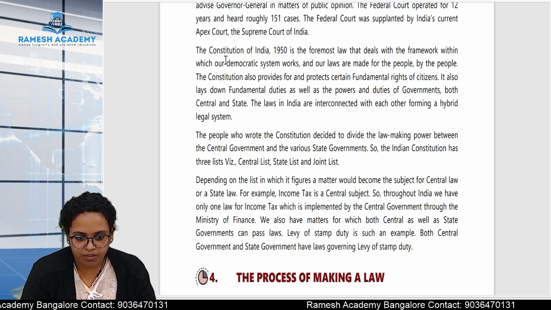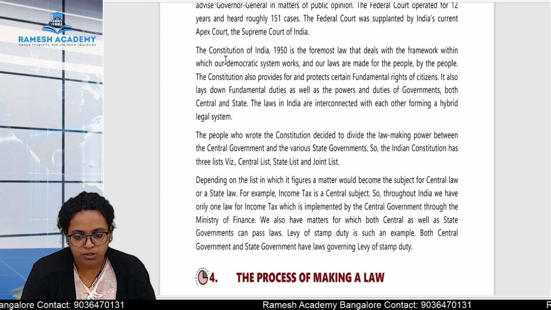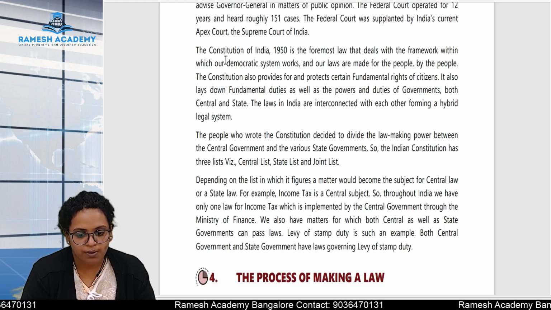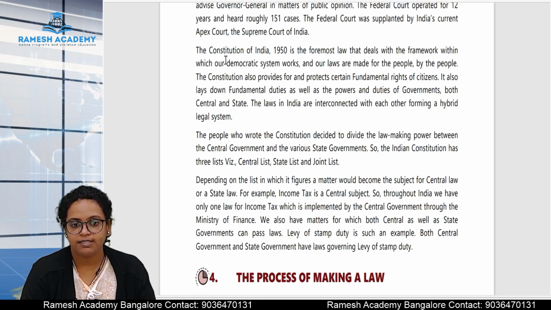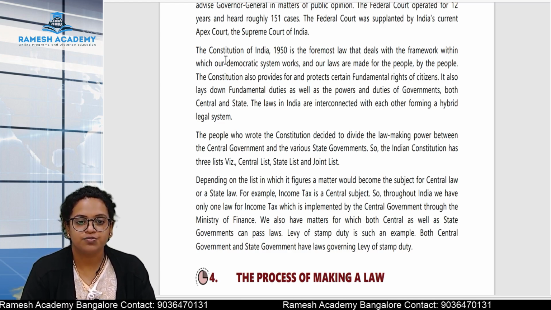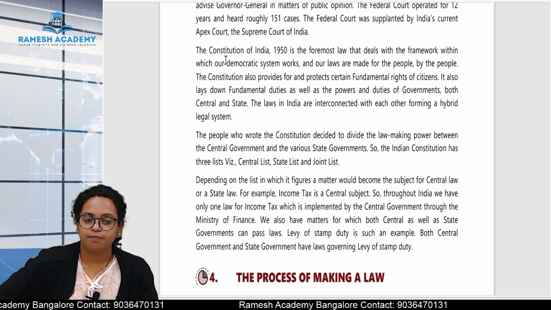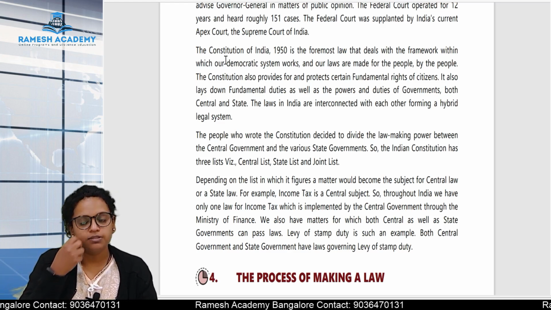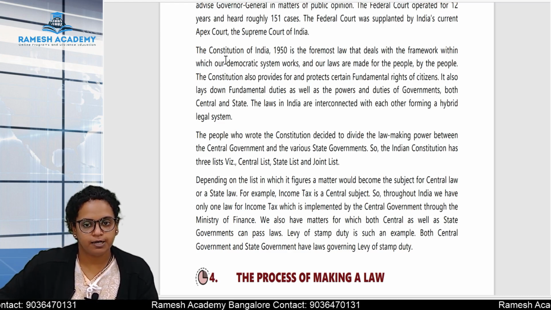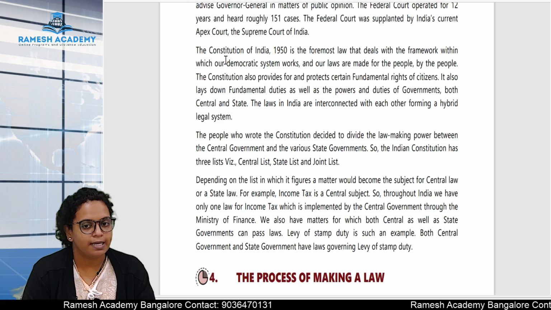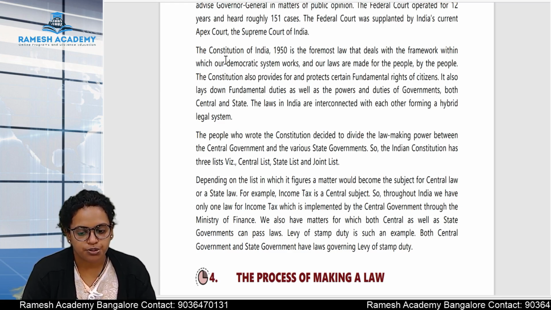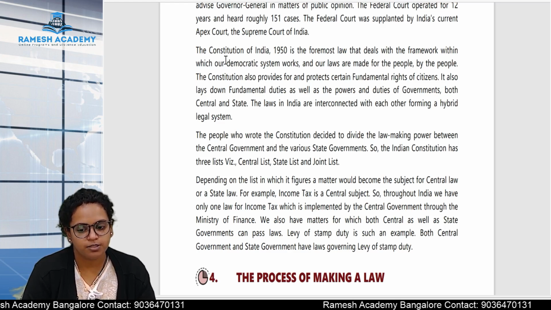The constitution also provides for and protects certain fundamental rights of citizens. I think everybody is aware of these fundamental rights. These are rights for every citizen of the country, wherein they have the right to education, the right to speak. There are certain fundamentals that everybody is aware of. These fundamental rights cannot be taken away by anybody in the country. So this constitution provides for the fundamental rights of every citizen of the country.